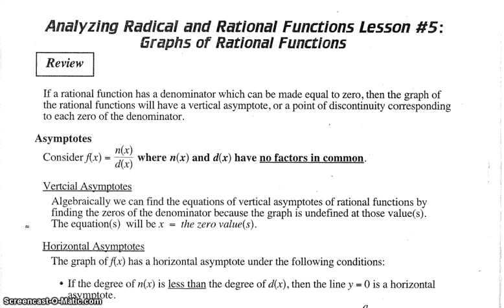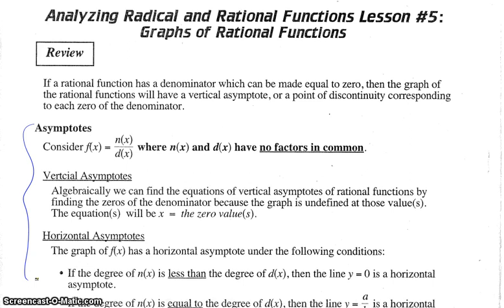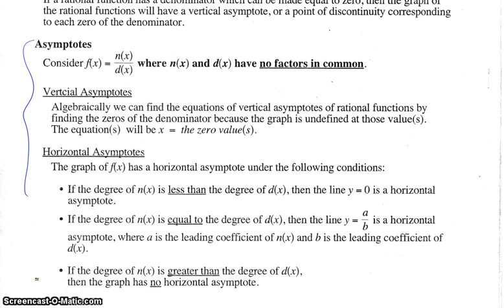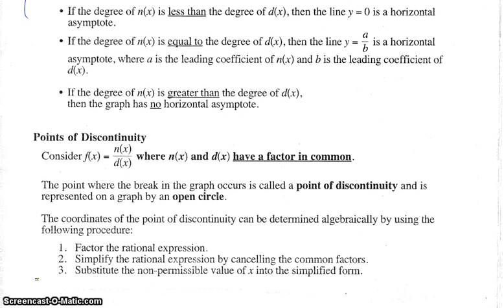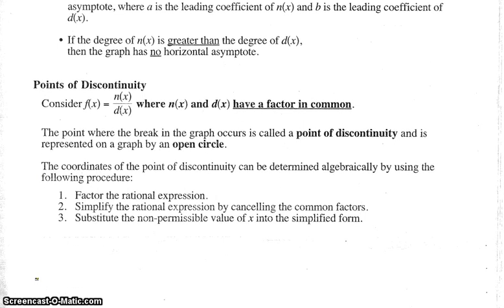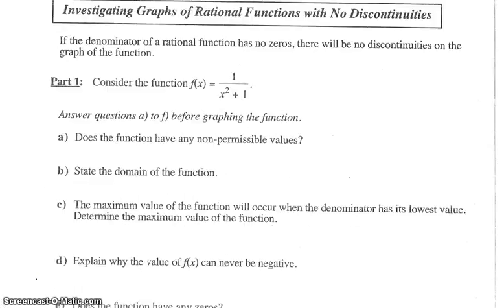So this first page is really just summarizing what you've learned so far in lessons 3 and 4 on rational functions, and that's first asymptotes, vertical, horizontal, how to find them, and then also points of discontinuity, which you've done in previous lessons. So we're going to take a look at the next page.